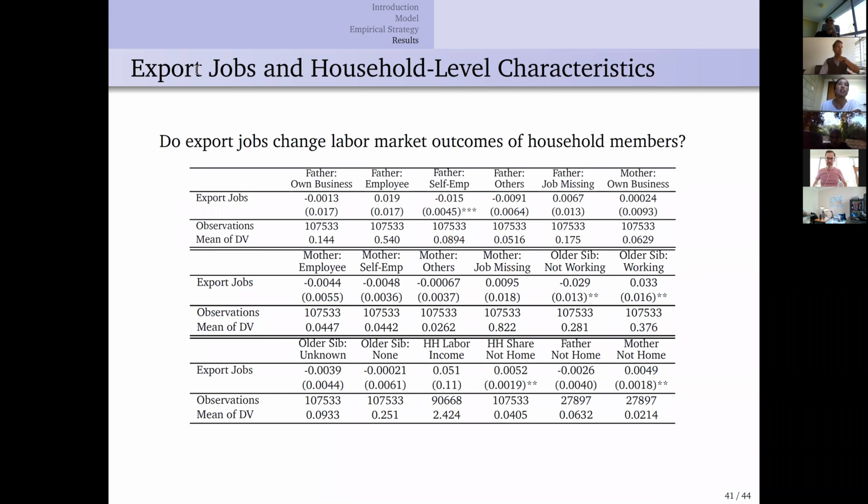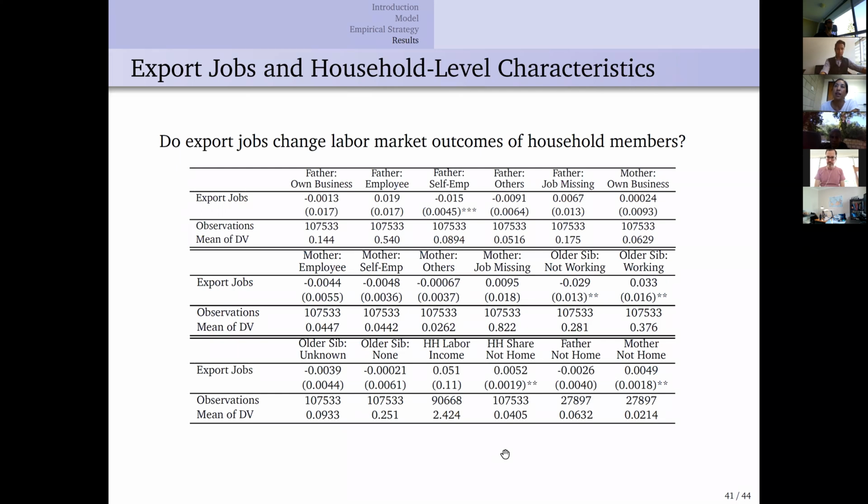So there are things that are different about household characteristics in places with these export jobs. And you could imagine that these might be driving heterogeneity in the PROGRESA treatment effect. Maybe self-employed fathers care more or less about education, and therefore respond more or less to the PROGRESA treatment. This basically makes it important for us to try to rule out these channels as potential sources of heterogeneity.